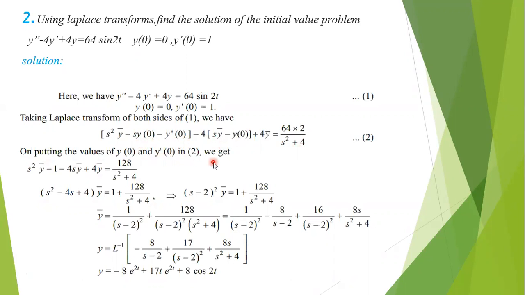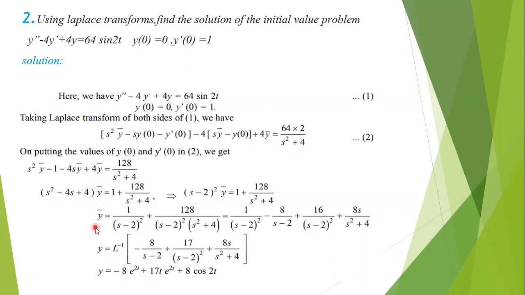On putting the values of y of 0 and y dash of 0 in equation number 2, we get s square y bar minus 1 minus 4s y bar plus 4y bar equals 128 upon s square plus 4. Take minus 1 to the right hand side. We get s square minus 4s plus 4 times y bar equals 1 plus 128 upon s square plus 4. Further we simplify, we get s minus 2 the whole square y bar equals 128 upon s square plus 4.